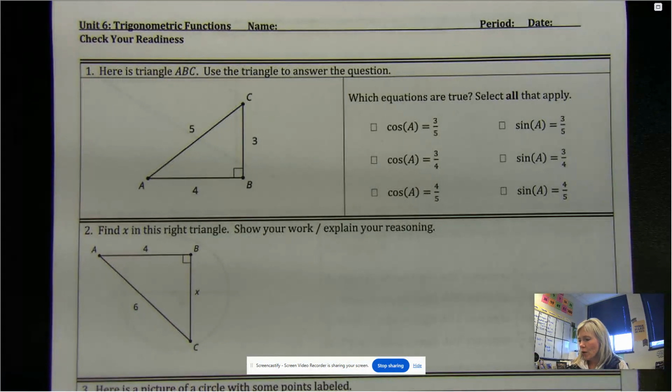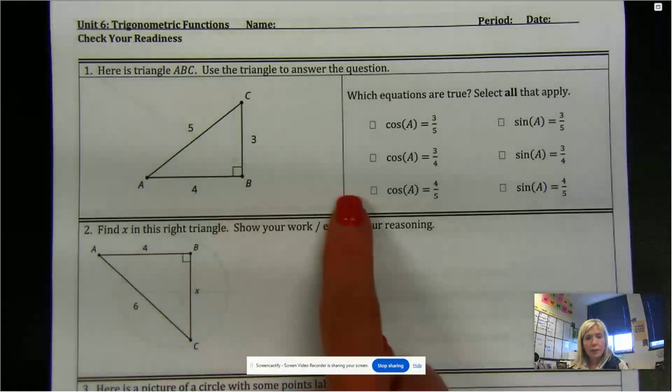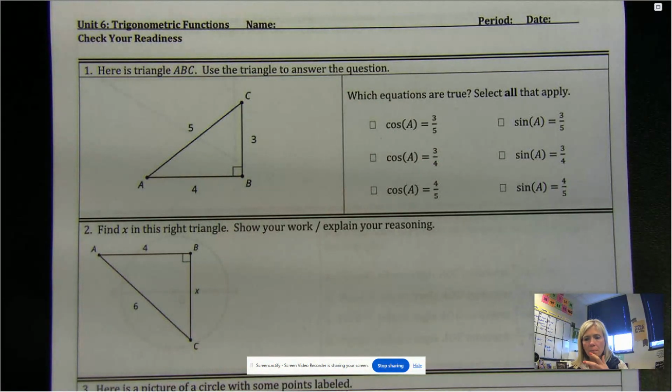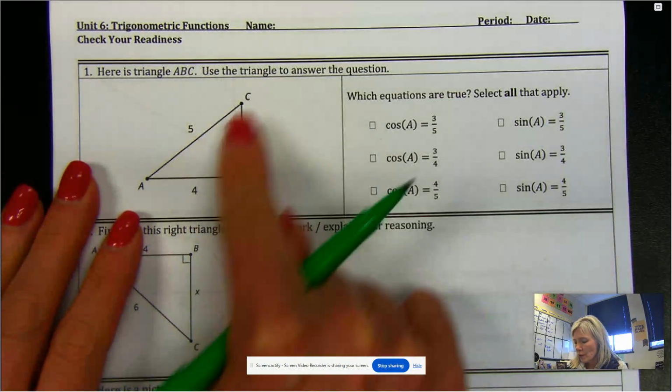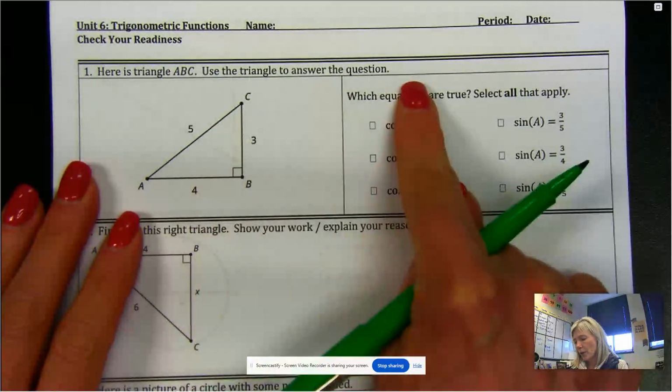I am going over this check your readiness. So just trying to review some big ideas from geometry that you learned a year or two ago, using a little bit of trig. So sine, cosine, and tangent. All right. So looking at number 1, we're using triangle ABC to answer the questions.